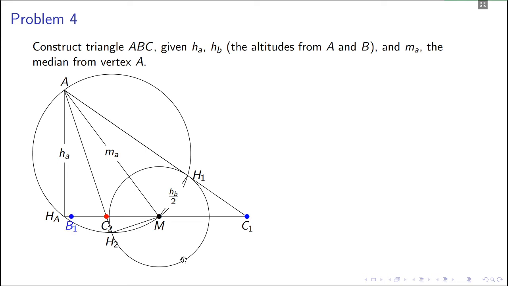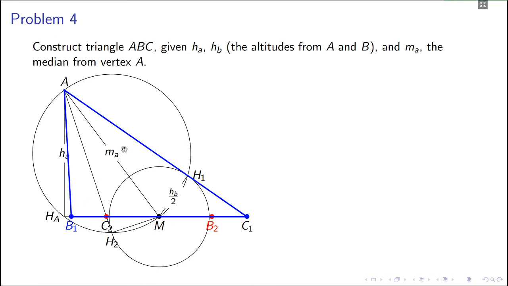So B1 is here, B2 is here. B1M will be equal to MC1, and B2M will be equal to MC2. And now you have your triangles. So one triangle is just this, you draw this blue line, so this length is HB by 2.